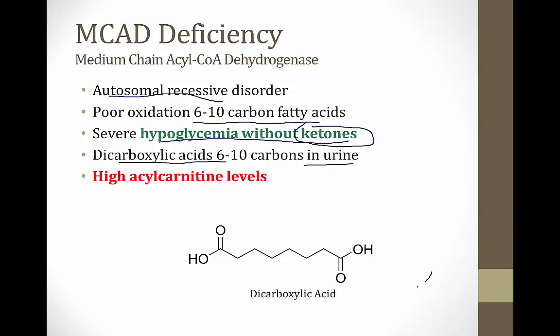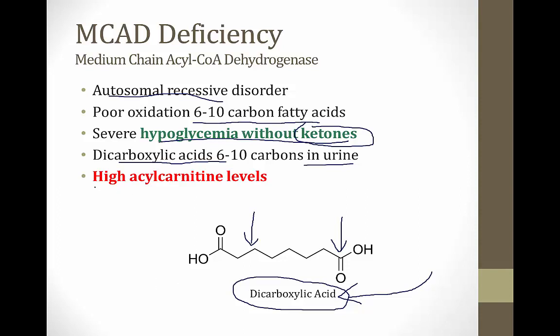Another unique finding of an MCAD deficiency is dicarboxylic acids of 6 to 10 carbons in length in the urine. This is the structure of a dicarboxylic acid here. These are synthesized by omega oxidation of fatty acids. Normally the beta carbon is oxidized. However, there is a minor pathway called omega fatty acid oxidation that oxidizes the omega carbon, which is the last carbon in the chain. Normally this pathway doesn't do much, but when beta oxidation is not functional, fatty acids will undergo omega oxidation. The result is production of dicarboxylic acids, and elevated levels of dicarboxylic acids are a hallmark of MCAD deficiency or any other process that disrupts beta oxidation.